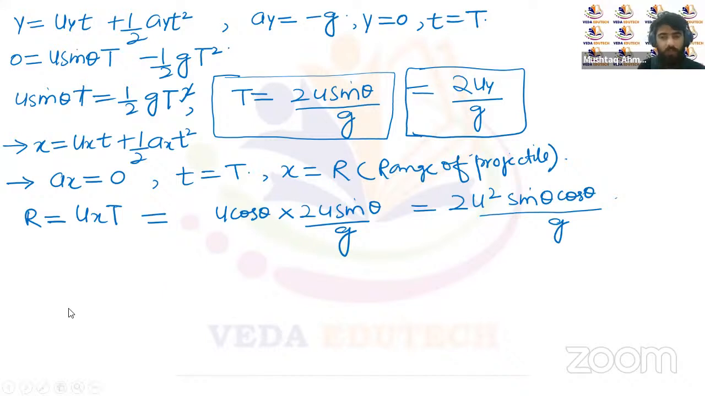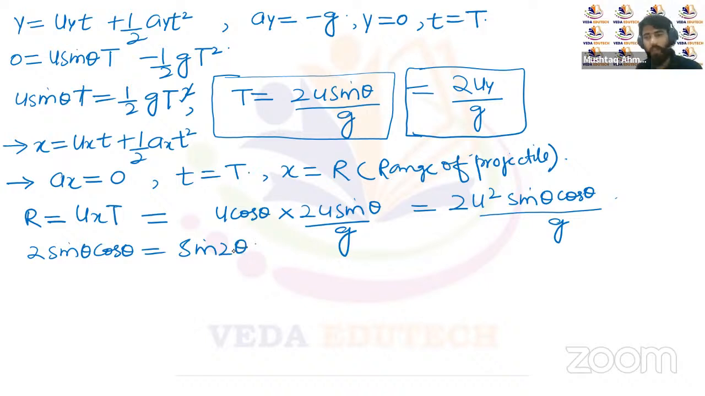We can rewrite or simplify this equation. We know that 2 sin theta cos theta is equal to sin 2 theta. This is the trigonometric identity that we can use. 2 sin theta cos theta, we can substitute it as sin 2 theta. So replacing 2 sin theta cos theta with sin 2 theta, we get range as u square sin 2 theta over g, right?